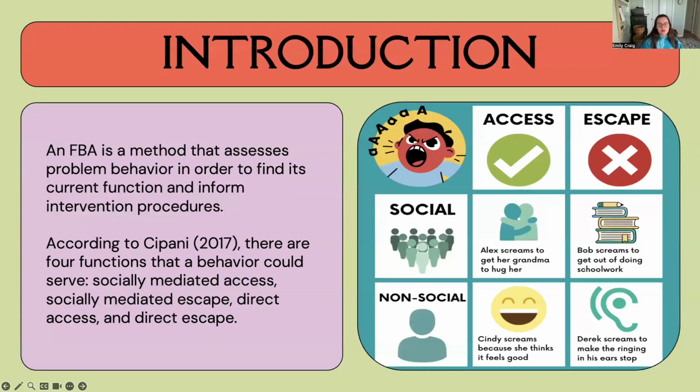First off, I want to talk about what an FBA is. An FBA is a method that assesses problem behavior in order to find its current function and inform intervention procedures. According to Chapani, there are four different functions, and I have them on the side over here.